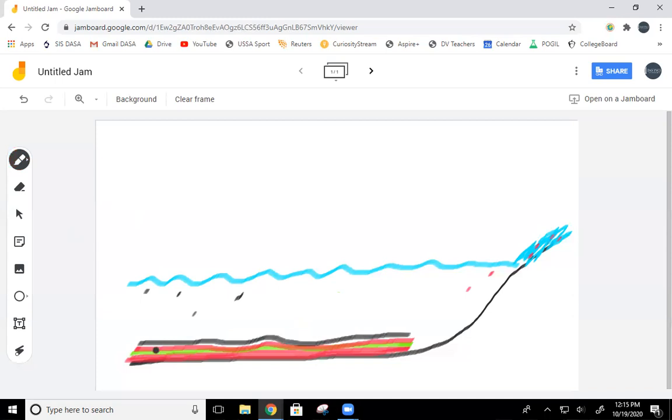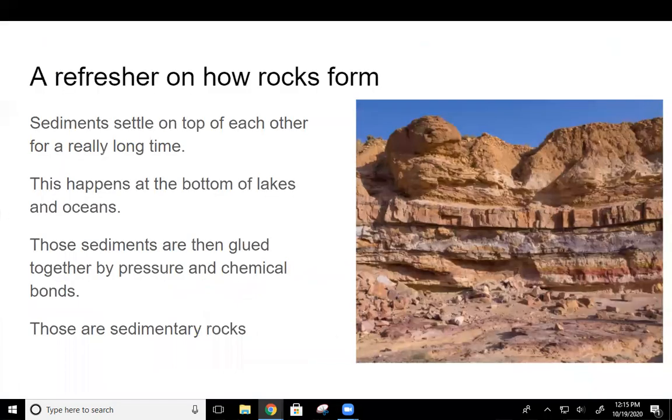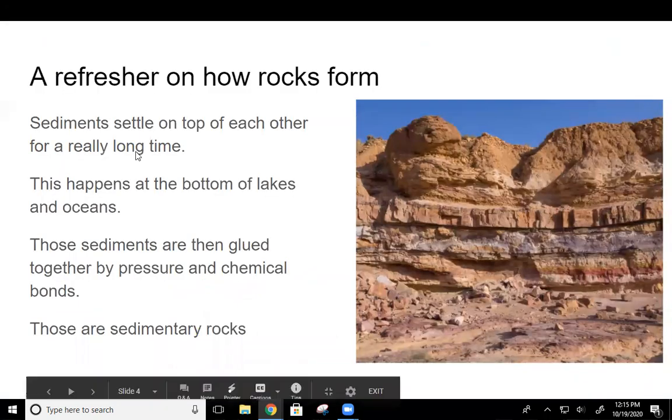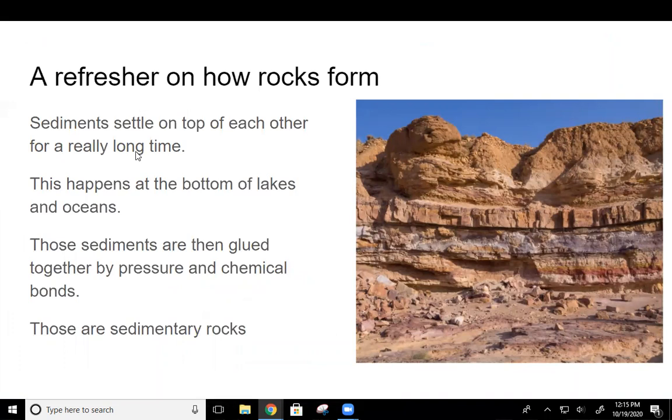So do you see what we've made here? Yes, we made it. We've made sedimentary rocks, right? Yes, sir. So I'm going to move this out of the way here, and we're going to look at this. So sediments, meaning little pieces of rock and organic material like those shrimps, right? They pile on top of each other, and they make these different layers. This happens at the bottom of lakes and oceans. Sedimentary rocks have to form in water.